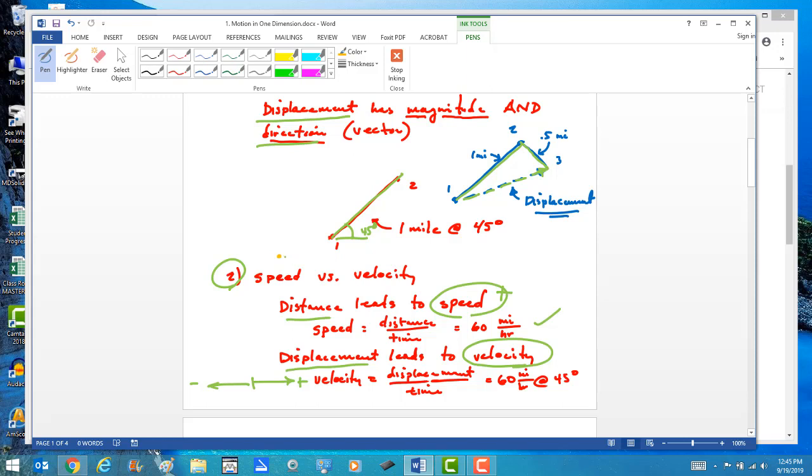Now, this shows up all the time on homework problems. You'll see problems where, let's say, a railroad switch car goes that way for a while, turns around, goes that way for a while, and then goes back like that, and it'll say, what is the distance that it traveled? In that case, you'll add up all three, this plus this plus this. And then it'll say, what is the displacement? In that case, you just need to know where it started and where it ended up, and that distance is the displacement. So it's a very common homework problem.